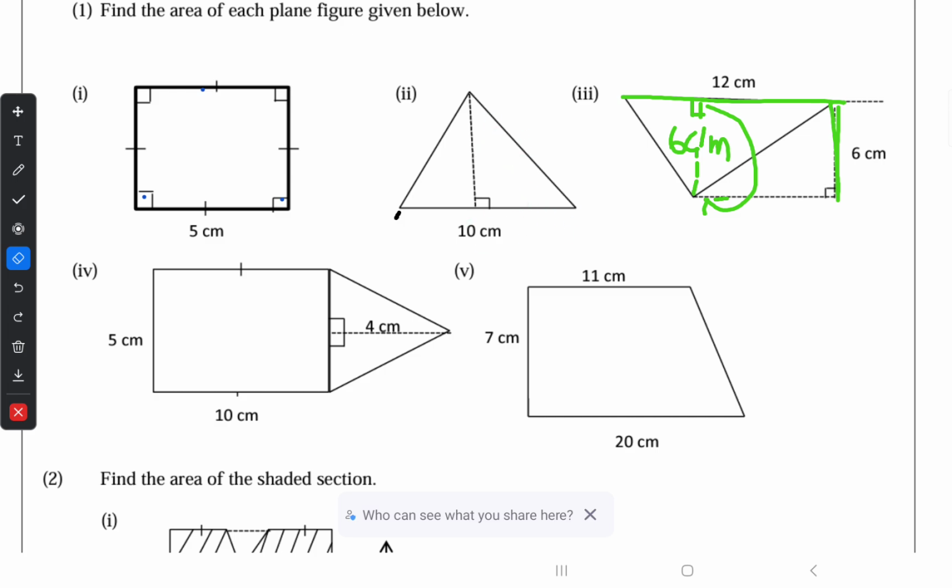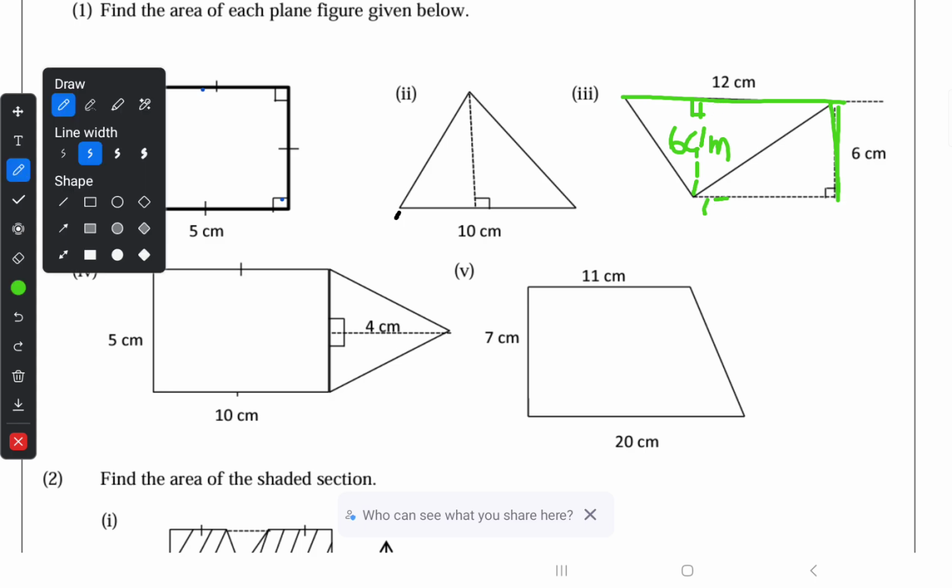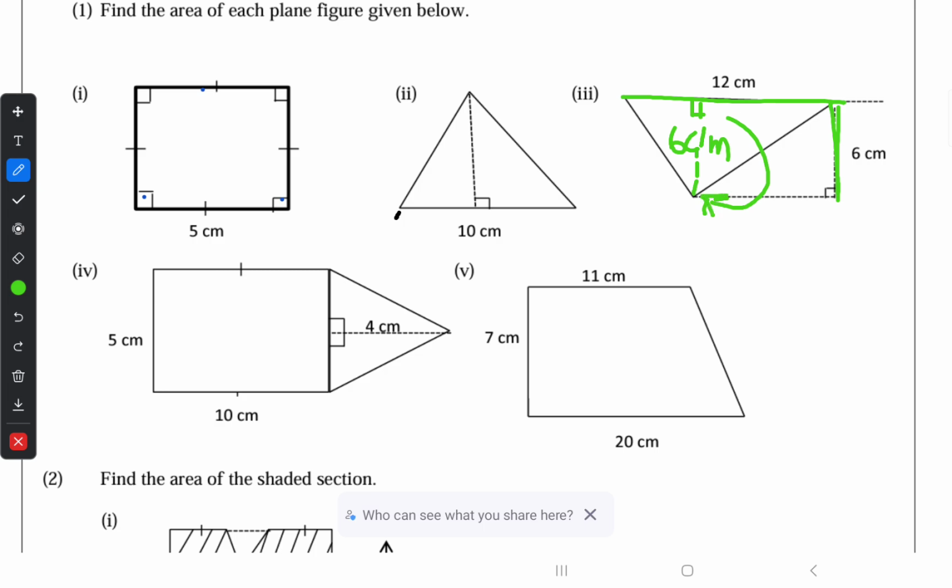How can we conclude our perpendicular height? From the opposite vertex to the base, that is this one. From this we have to draw a perpendicular dotted line from the opposite vertex towards the base. So this is the exact 6 centimeters. You can look at this picture and find out this.